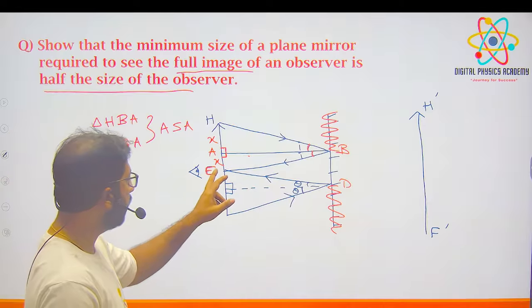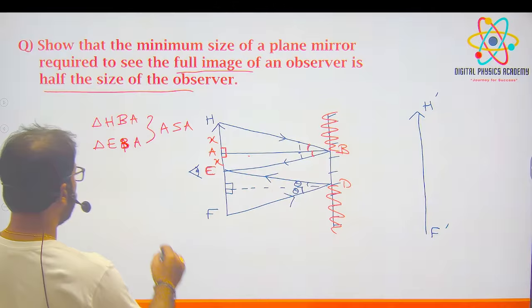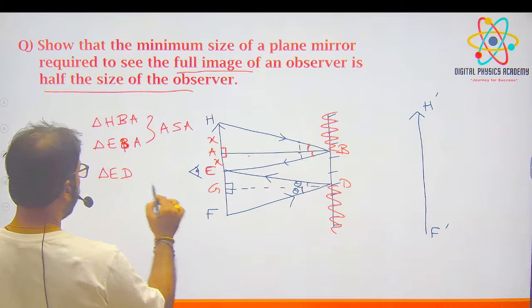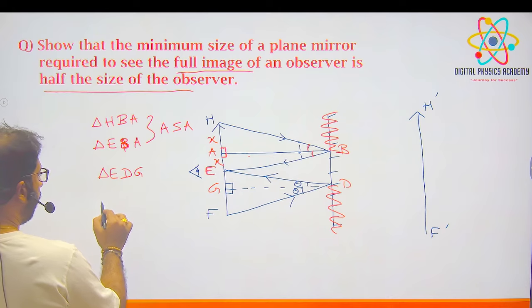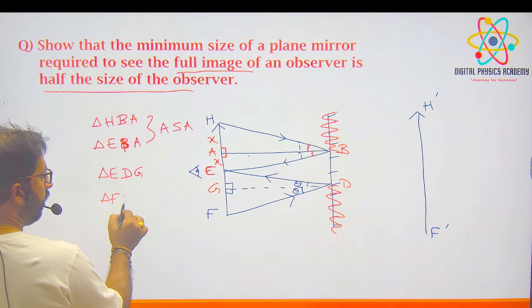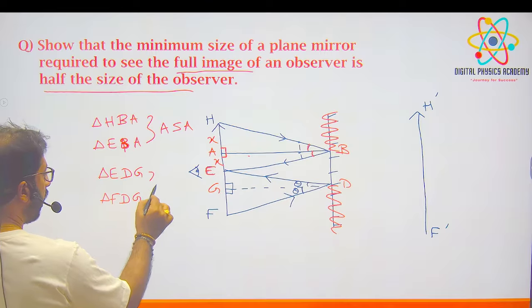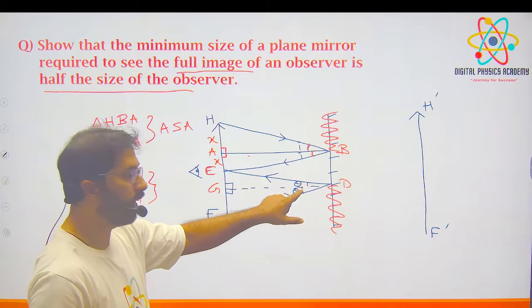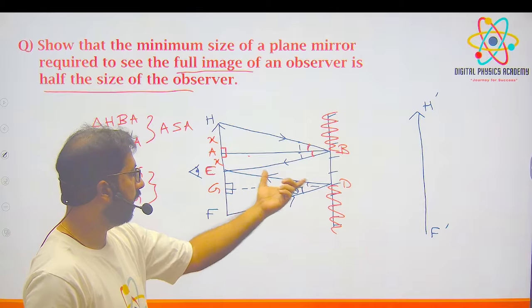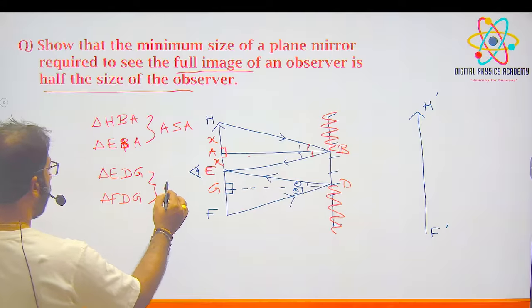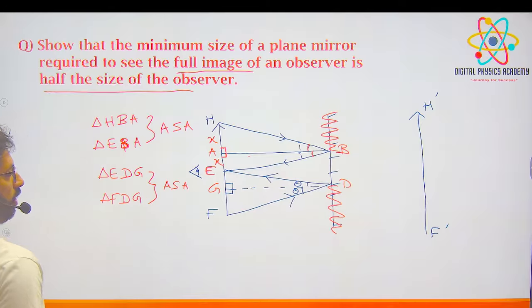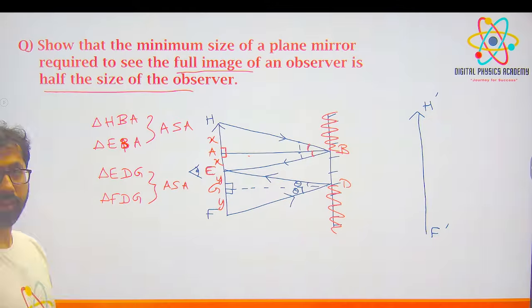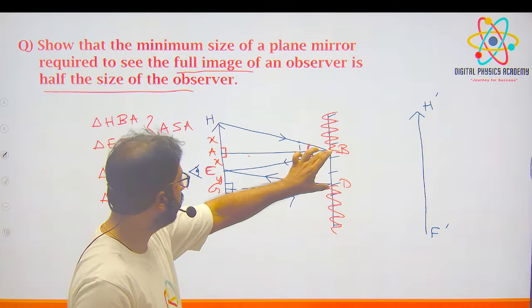Same way, I am taking these two triangles, this triangle and this triangle. Which? Take triangle EDG, G, and triangle FDG. So these two triangles I am proving congruent. See 90, 90, same way, common side, theta, theta, angles equal. So ASA, angle side angle. So by ASA, they both are congruent. That means if I consider this side as y, this is also y only, right? Now this will be how much? This width is how much? X plus y.